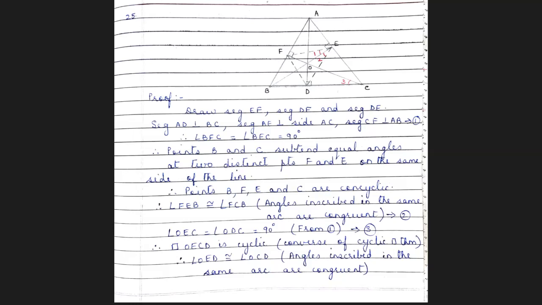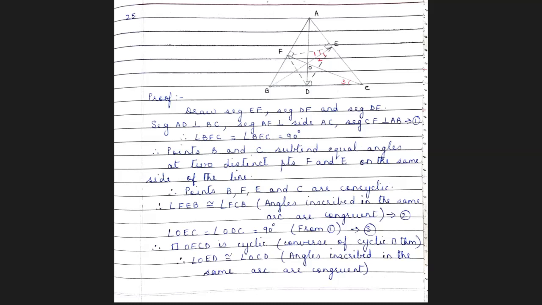Now, if it was concyclic, I would get angle FEB congruent to angle FCB. Why? Because they would be angles inscribed in the same arc and are congruent. So, mark it as equation number 2. Angle FEB and angle FCB are congruent because they are angles inscribed in the same arc. So, imagine there was a circle passing through these 4 points, FB would be the same arc subtending angle FEB and angle FCB. That's why the angles are congruent. Okay, so that's equation number 2.